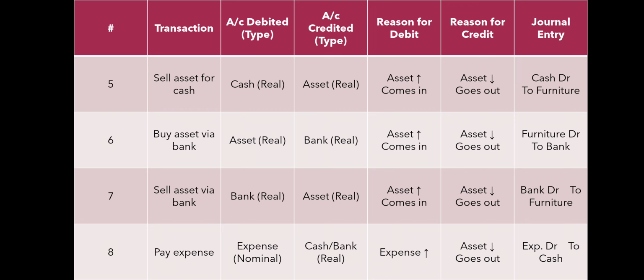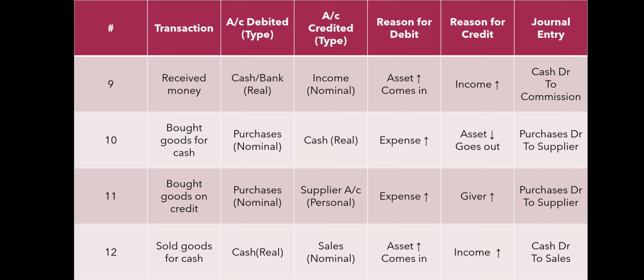Now the 8th entry that we'll be learning is paid expenses. So expense is a nominal account, and what did I pay the expense with the help of? I paid it with the help of cash or my bank account. So expense is a nominal account, cash and bank both are real accounts. Okay, so my expense I will be debiting it, and my cash or bank, whatever I have used to pay the expense, will be credited. Why? Because it is going out of the business.